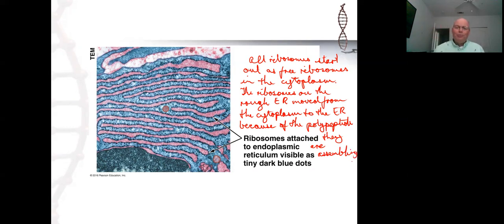So that should help you remember that. So we've got these two populations of ribosomes, the free ribosomes that are in the cytoplasm, and then the attached ribosomes that are attached to the surface of the endoplasmic reticulum because of the polypeptide that they're generating.